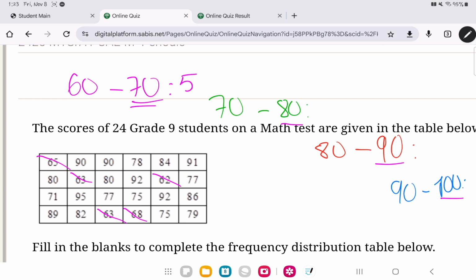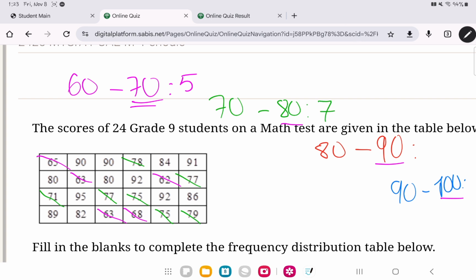Then we proceed to the 70 to 80. Then 90, 90, 78, 84, 91, 80, 63, 80, 92, 77. Then 71, 95, 77, 75. Then 75 and 79. So in total they are 1, 2, 3, 4, 5, 6, 7.